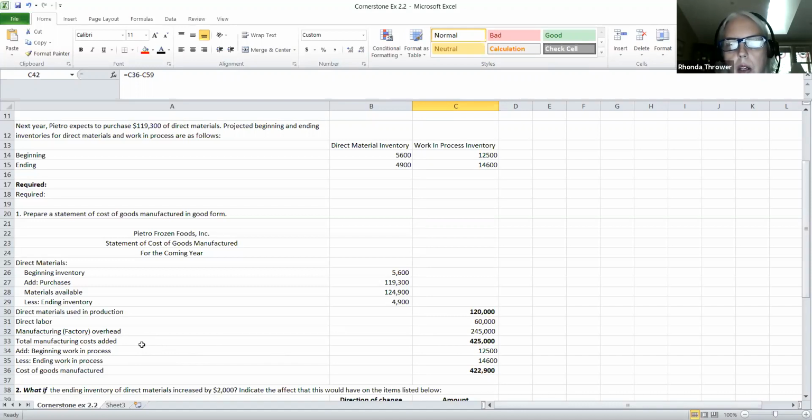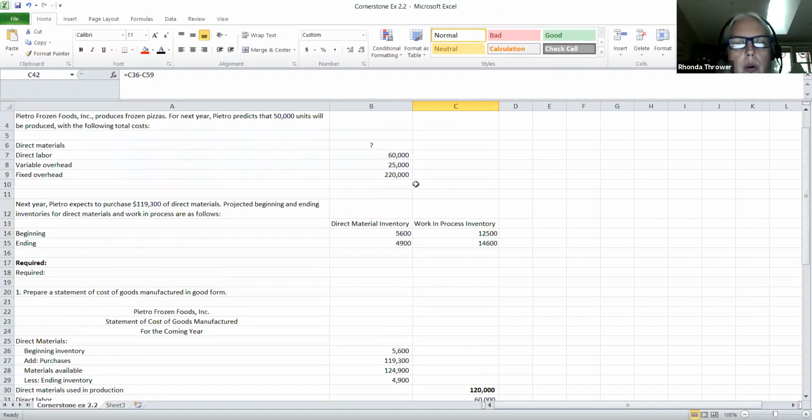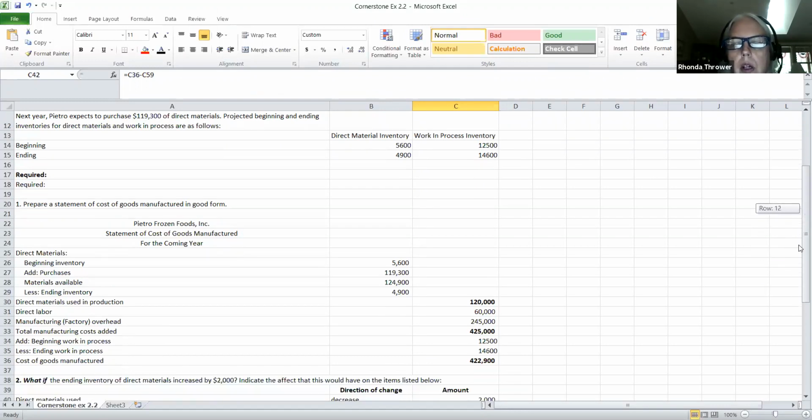Your indirect materials would vary depending on the number of units that you produce. So indirect materials would be a type of variable factory overhead. Remember, we combined the two of those together. The given amounts were variable factory overhead at $25,000 plus fixed factory overhead of $220,000. That will give you the total amount of factory overhead of $245,000. You can also look on your spreadsheet here to see how I've calculated that.